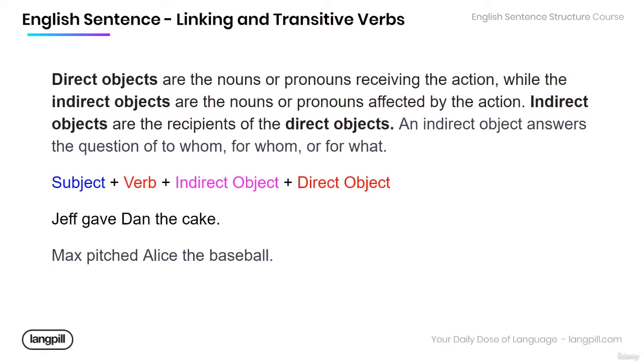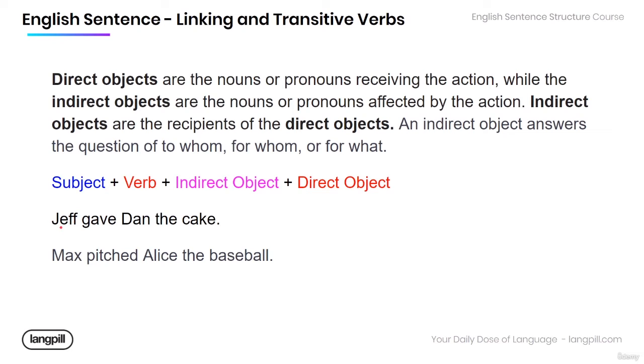So a little bit more on direct and indirect objects, but direct objects are just the nouns or pronouns that are receiving the action, okay? While the indirect objects are the nouns or pronouns affected by the action. So think of it this way. Indirect objects are the recipients of the direct object. And the indirect object is always going to answer that question, from whom, okay, or to whom, for whom, or for what. So again, now we can look at our examples. Jeff gave Dan the cake.